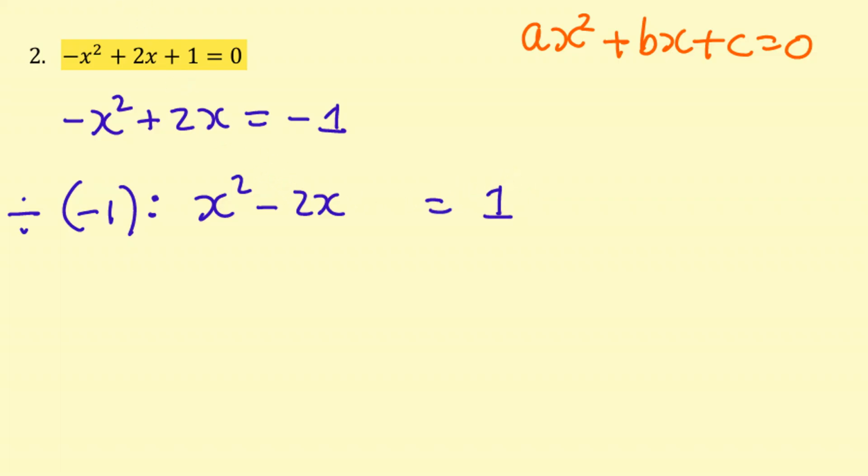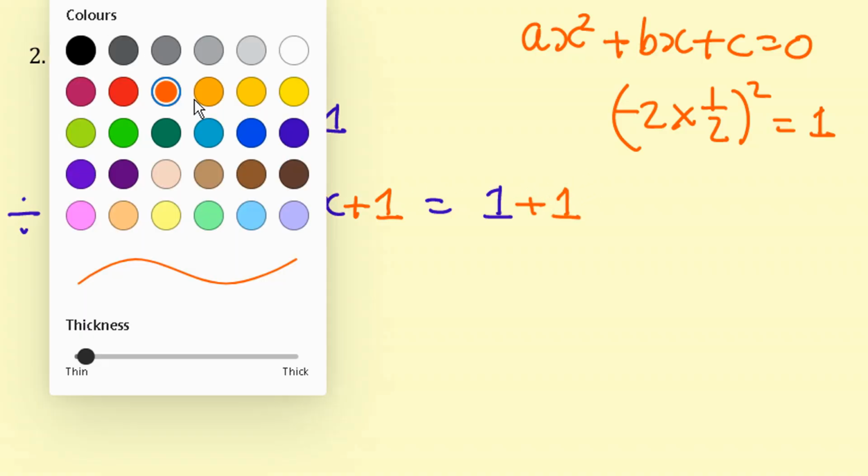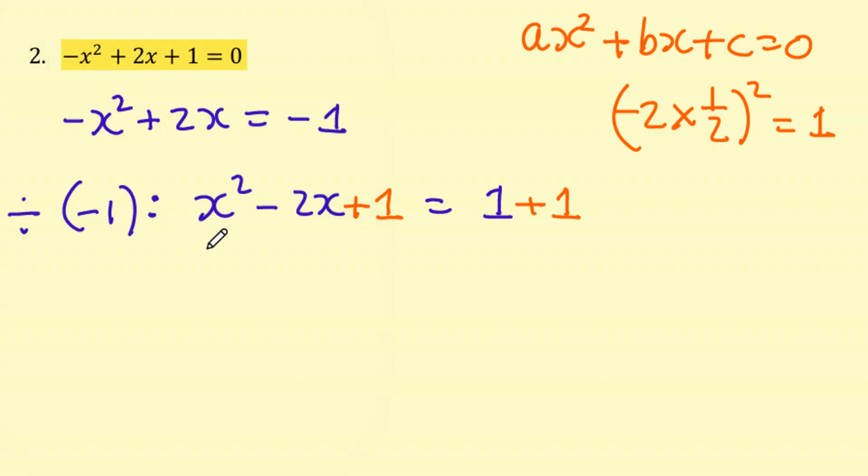Now we take the new x coefficient. In other words, -2. We multiply it by a half, and we square the answer. And this comes to 1. So we add 1 to both sides. Then on the left-hand side, we end up with a perfect square. So we can factorize it as such.